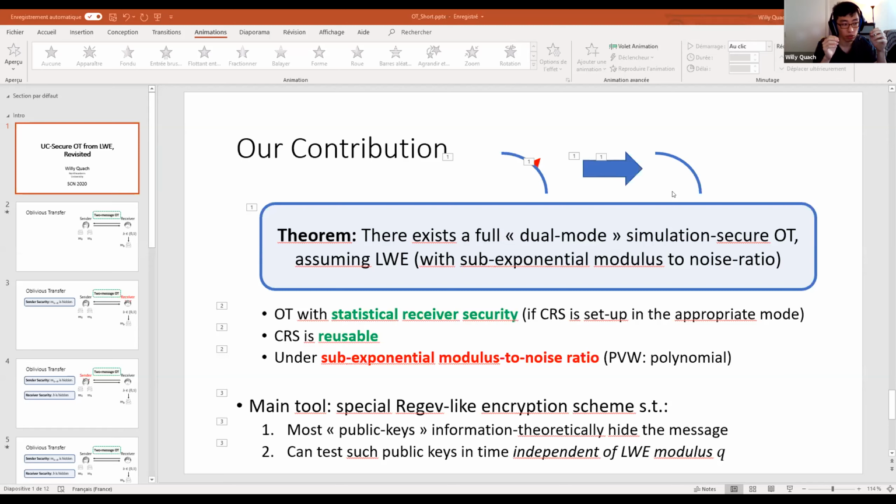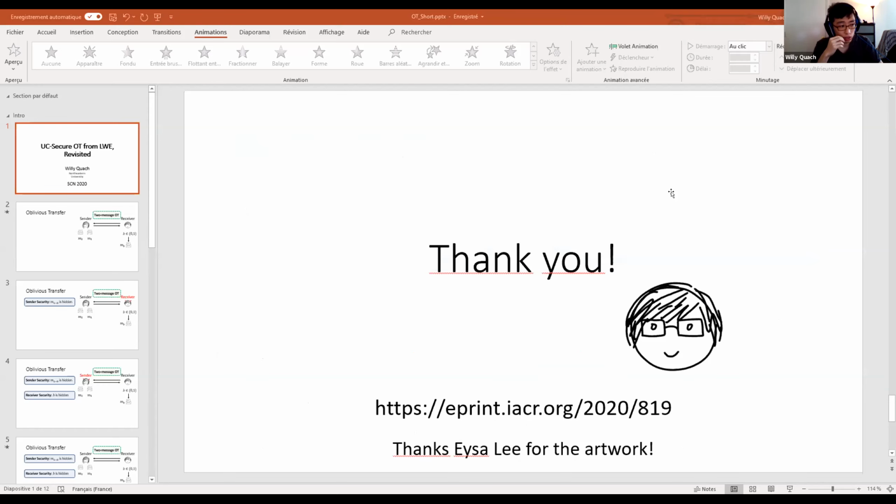And moreover, what we want is to have a trapdoor way to identify such public keys in a time that is essentially independent of the modulus Q that we want to use for the LWE assumption. So that's the main intermediary primitive that we need to build. Yeah, that's all I have to say. Thank you for your attention. And if you have any questions, happy to take them.